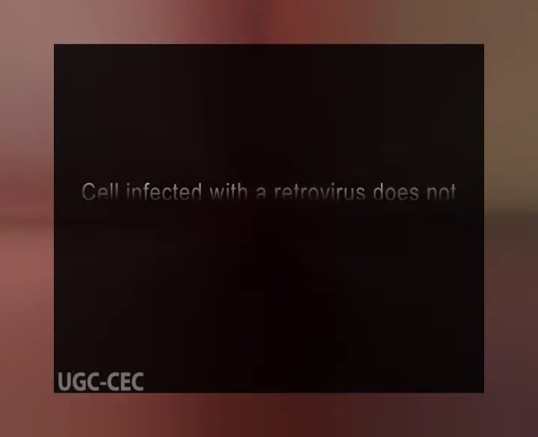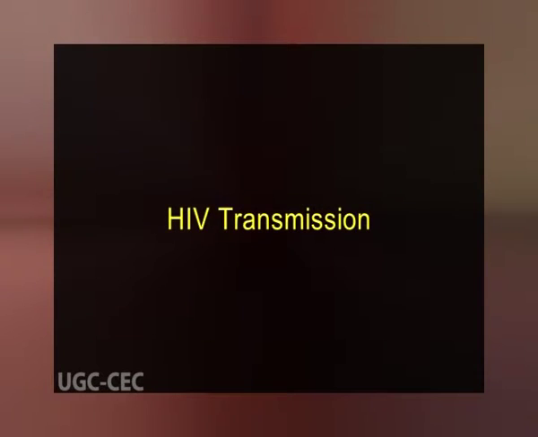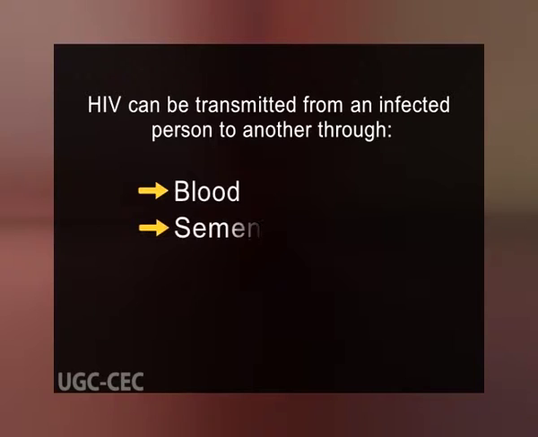A cell infected with the retrovirus does not necessarily lyse when the viral replication takes place. Rather, many viral particles can bud out of the cell over the course of time. HIV transmission. HIV can be transmitted from an infected person to another through blood, semen, vaginal secretions, and breast milk.